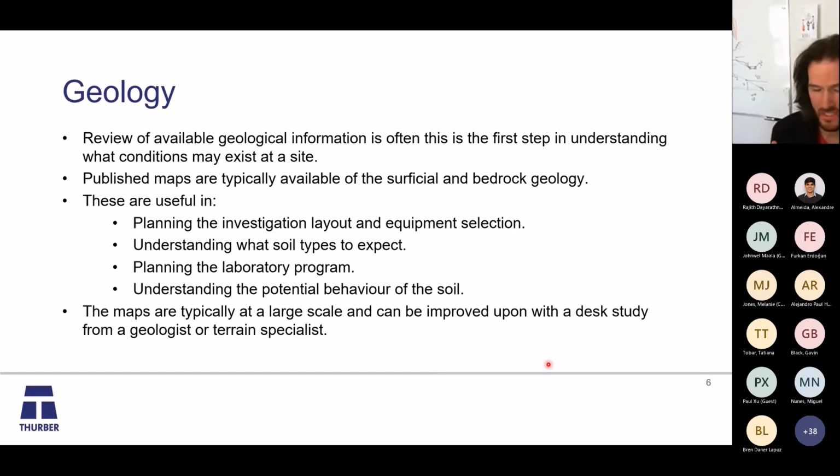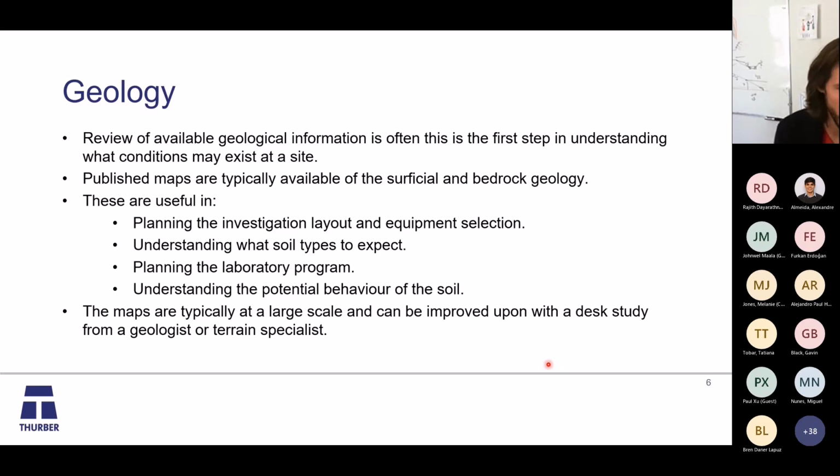And I think this starts with geology. I'm, unfortunately or fortunately, a geotechnical engineer. My geology in school was relatively limited. Through work, through practice, I've had to gain an appreciation for geology. And it really is the first step in understanding what conditions may exist at a site.